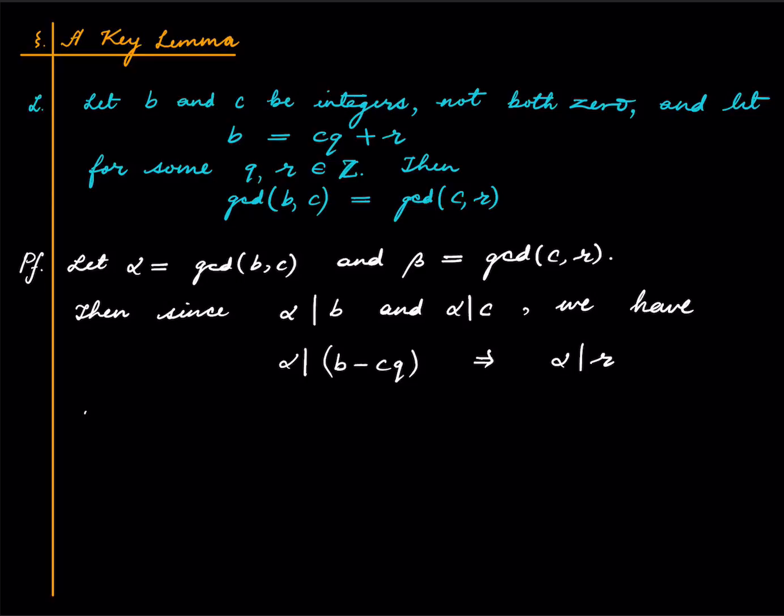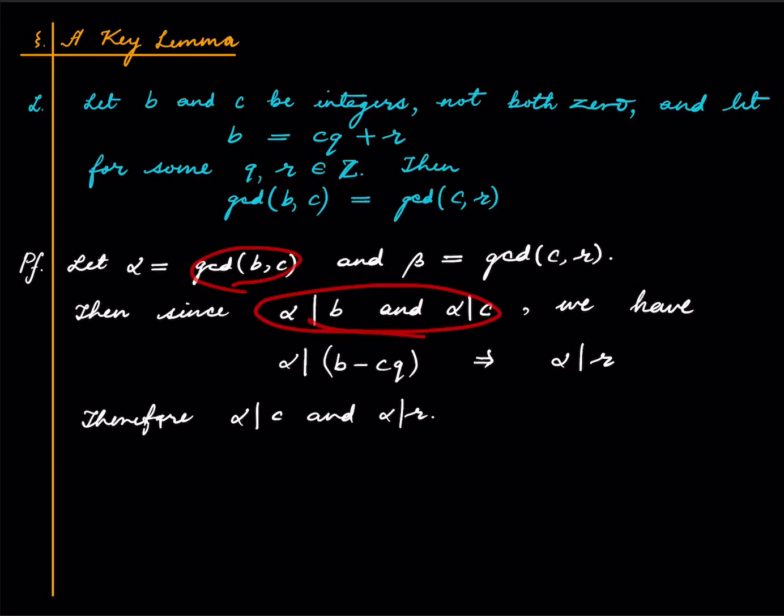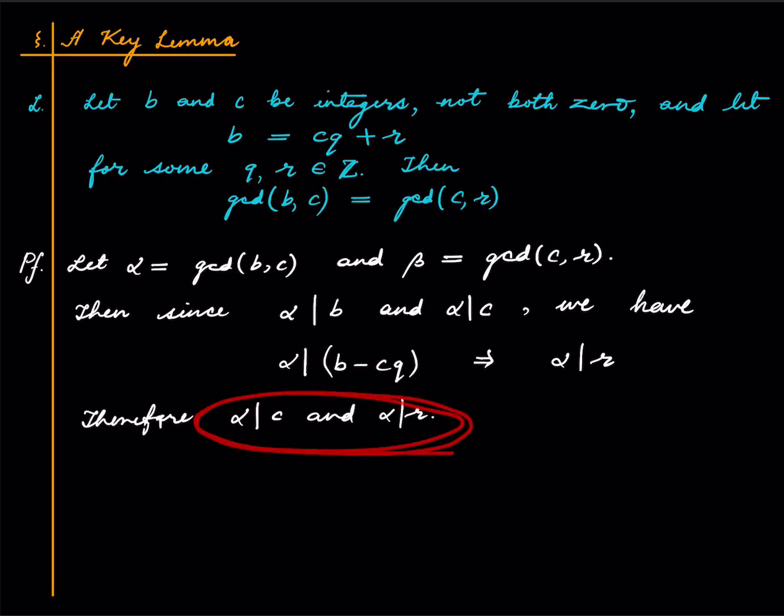So therefore, alpha divides C and alpha divides R. So we started with these two things. Well, alpha is the GCD of B and C, so we started with these two things, and we ended up showing that, in fact, alpha divides C, which is already there, but moreover, alpha divides R. Therefore, alpha is a common divisor of C and R. It's a common divisor.